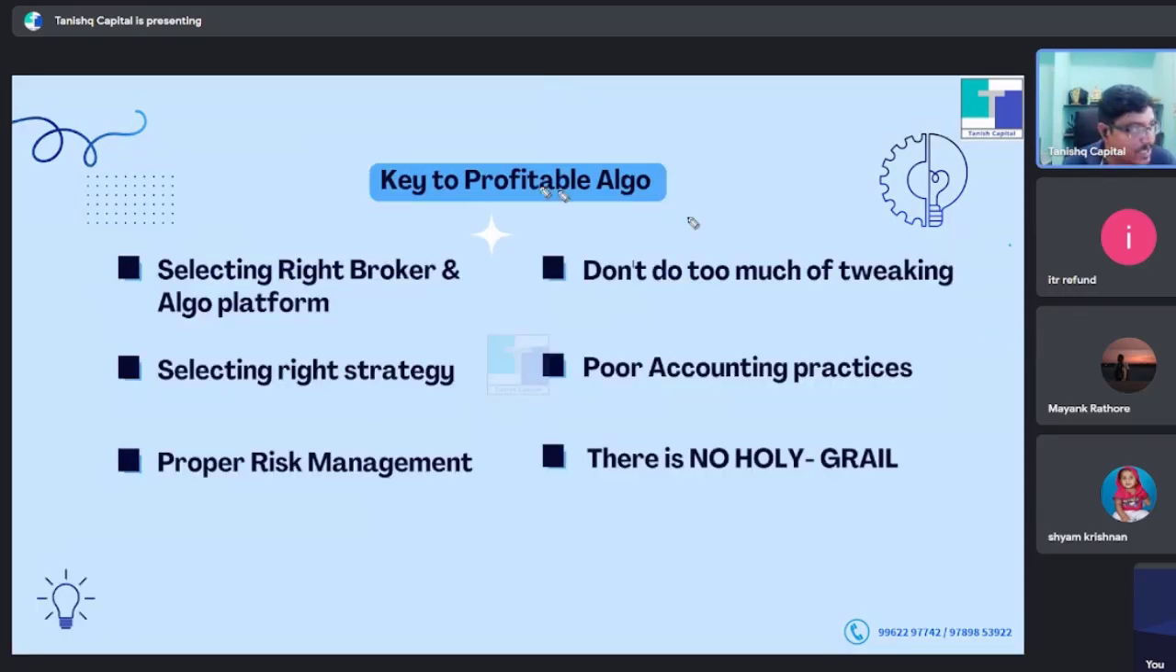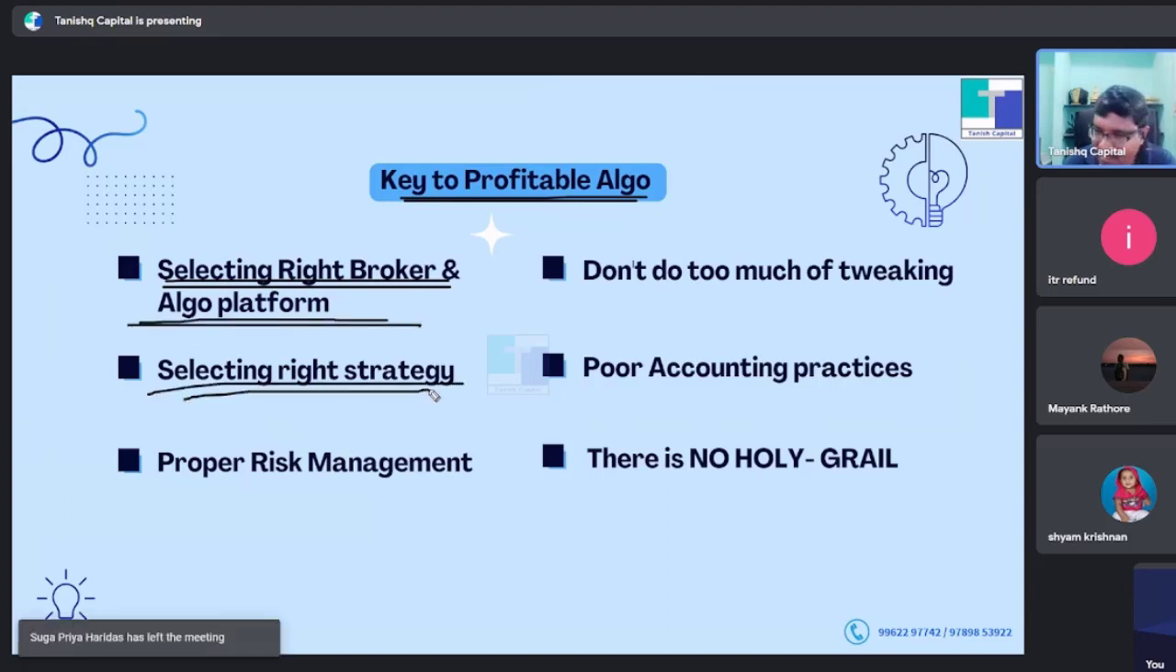So now, the key to a profitable algo. What are the basic keys which I generally prefer? Selecting the right broker and the right algo platform. Then selecting the right strategy. Right strategy means what? There are different styles of strategies, right?